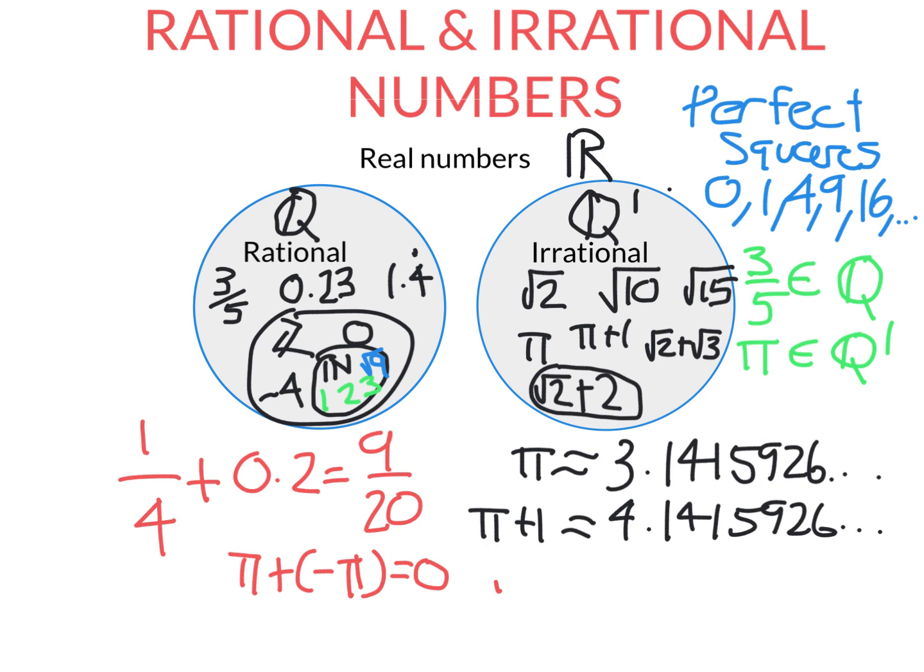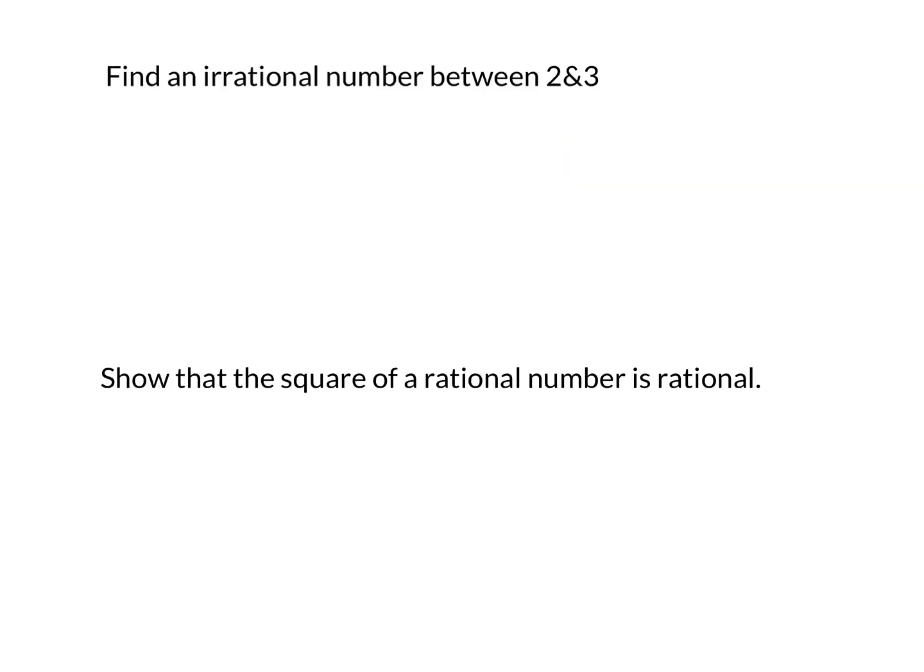All right, let's now look at solving a few problems. So let's try this one first. Find an irrational number between 2 and 3. So we know that 2 is equal to the square root of 4 and 3 is equal to the square root of 9. 4 and 9 are perfect squares.